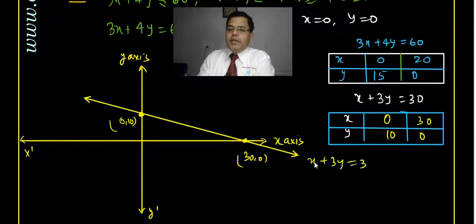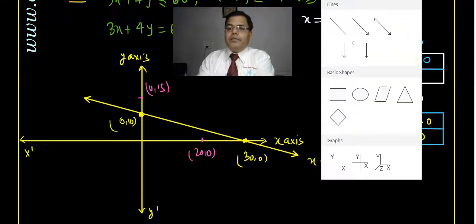So x 0, y 15 is somewhere about this. So 0, 15 is here. And x 20, y 0. x 20, y 0 is somewhere like this. And this is 20, 0. And this is 0, 15. So another line passes through these two points. Right? Now what will happen and how it will happen? Let me draw this line. This line will be like this.